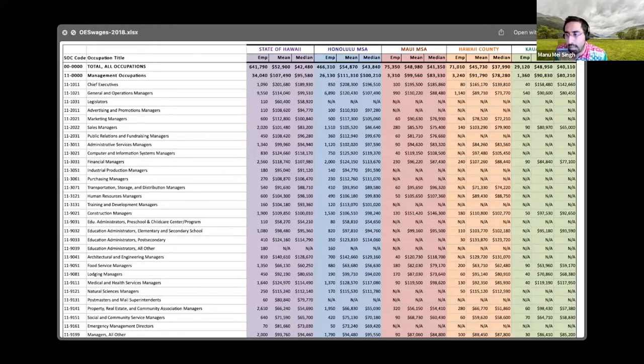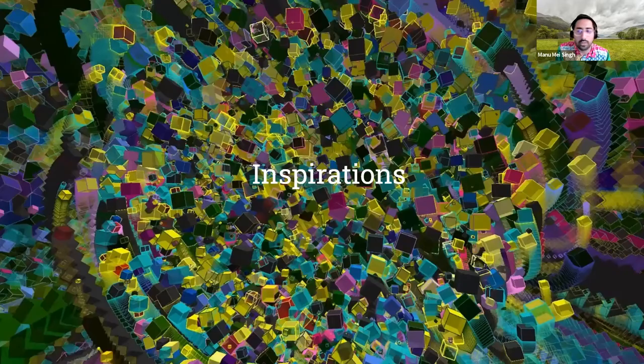When I did this piece, I spent a lot of time on the labor statistics board, and this is one of the screens. All of this data is publicly available. You can always check and see how much you make versus how much you think you should be making. The United States publishes this every year. Here is the state of Hawaii, Honolulu, Kauai, and the other counties. This is just an example of what chief executives all the way down to managers make. So this is the other part of the equation that I started with.